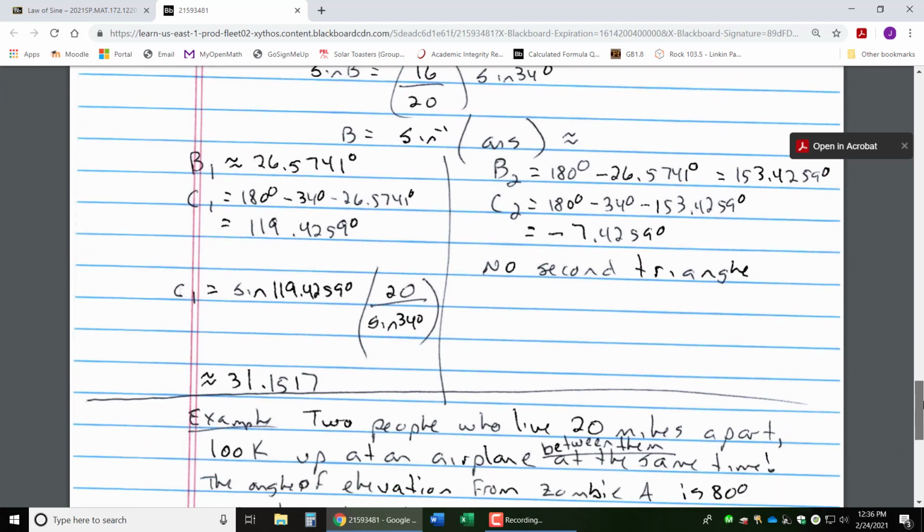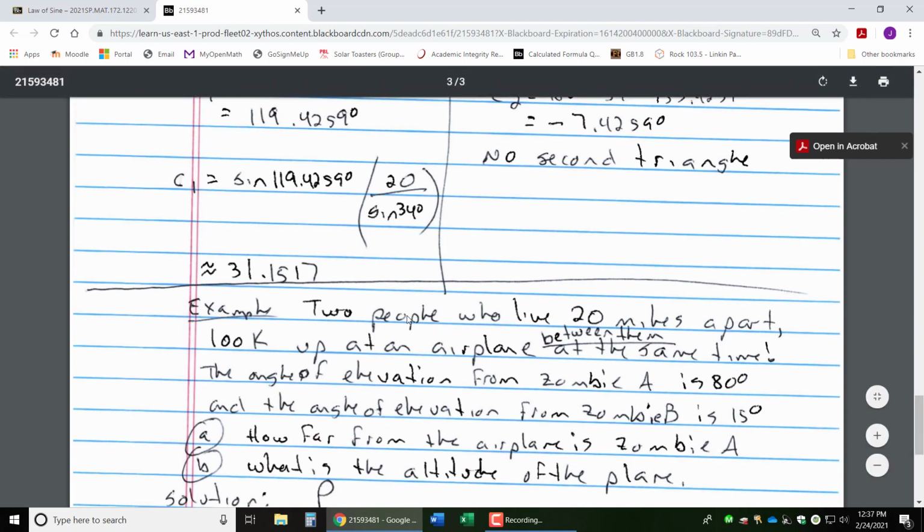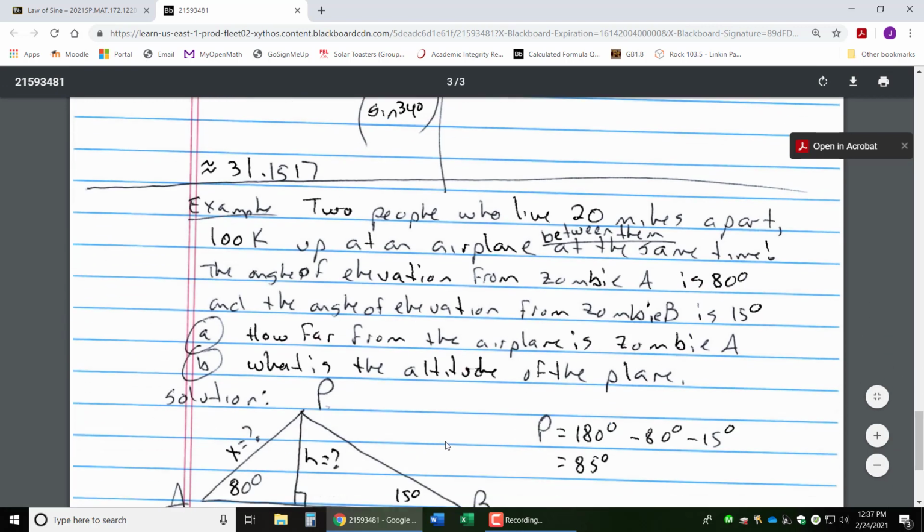There you go. And we've got a word problem. So we got 2 people. They're 20 miles apart. They're looking at an airplane that's in between them. So you do have to know whether the 2 things are on the same side or they're on opposite sides, like that. So the angle of elevation from one person looking up to the airplane is 80 degrees. The other one is 15 degrees. And then solve these things.